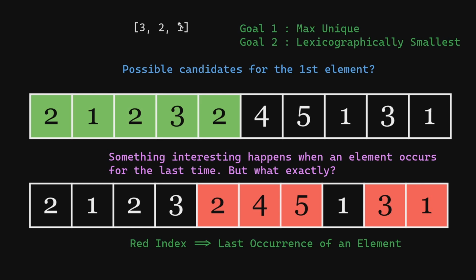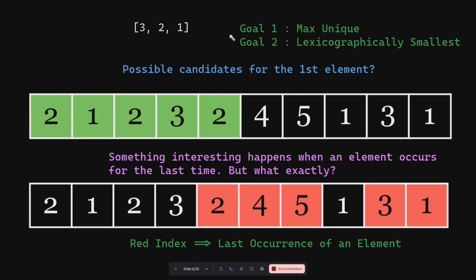Let's go back to the problem of finding the maximum length subsequence with only unique elements. How do you also ensure that it is the lexicographically smallest subsequence? You might be tempted to start your subsequence from the smallest element, but this is obviously incorrect because you should focus on maximizing goal 1 even if it comes at the expense of goal 2. Therefore, we need to approach this problem in a different way.